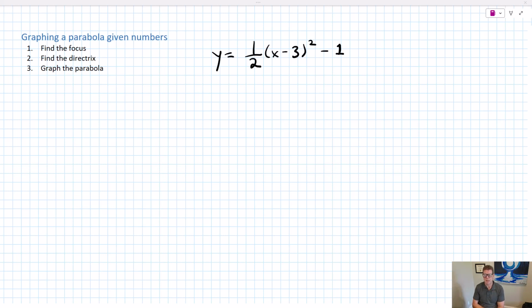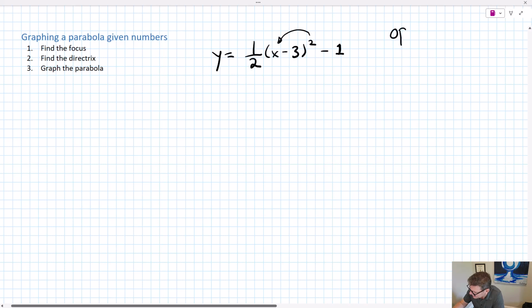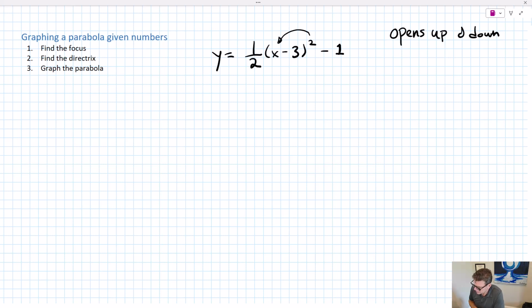So the first thing that I'm going to notice is that my x value is the one that's squared. So what that tells me is that this opens up and down. So it's an up-down parabola. And in fact, because 1/2 is greater than 0, that means that p is going to be greater than 0, so it opens up. So that's going to give me some really good information about my parabola.